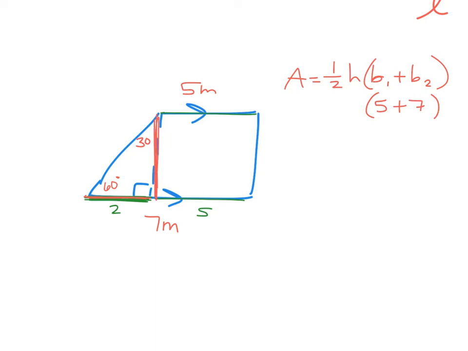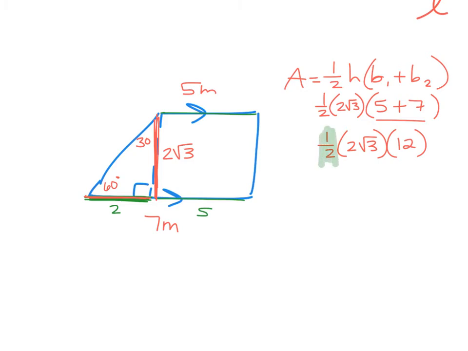2 rad 3. Okay, so when you plug this in, you get 1/2 times 2 rad 3 times 5 plus 7. And from here, just be careful with your math. Think PEMDAS, right? Parentheses first. So we got to add this together. 1/2 times 2 rad 3 times 12. Okay, and now you can just multiply everything except for the radical. We're going to leave the radical be.